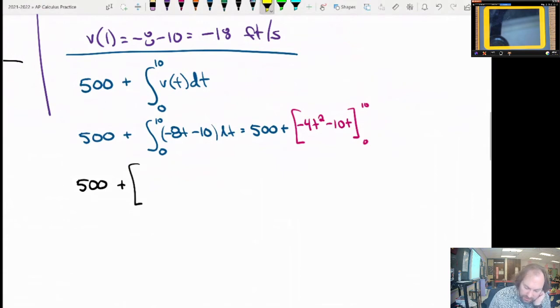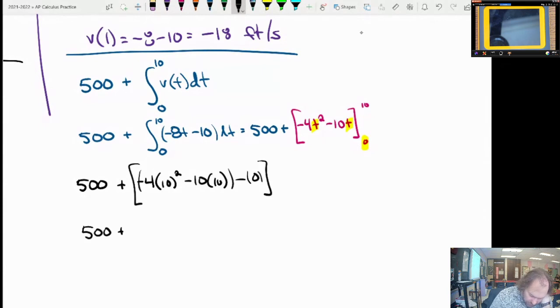The nice thing is that we're going to plug in 0 for the second part, and plugging in 0 to this function will just give you 0. So we don't really need to worry about that second part so much. This is going to be negative 4 times 10 squared minus 10 times 10. And again, there is a minus 0 on there, I guess, if you wanted to be technical. So we've got our original 500 plus the change in position, which we found by taking the integral of velocity. That's going to be negative 400 minus 100. I think if I'm doing that math right, which is negative 500. So this is going to be 0.